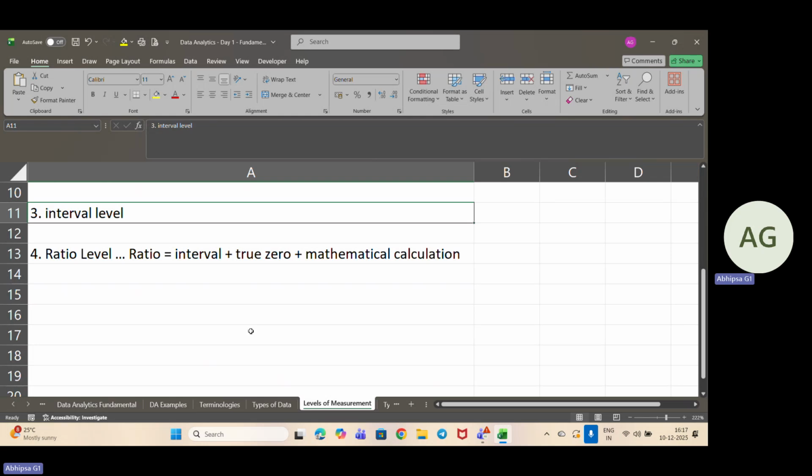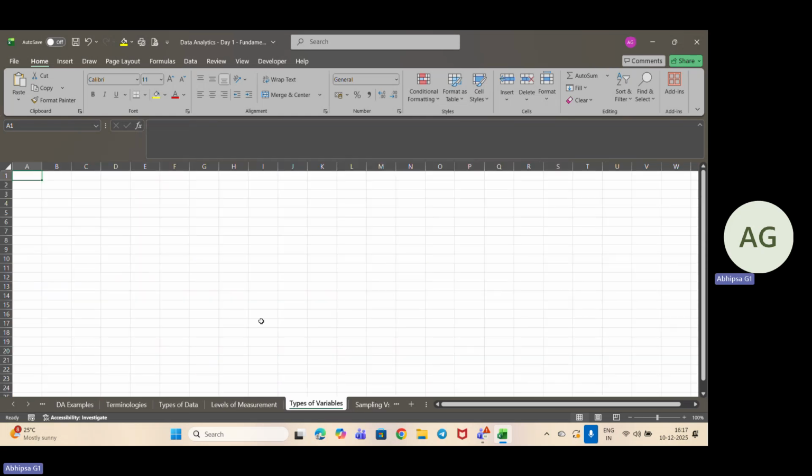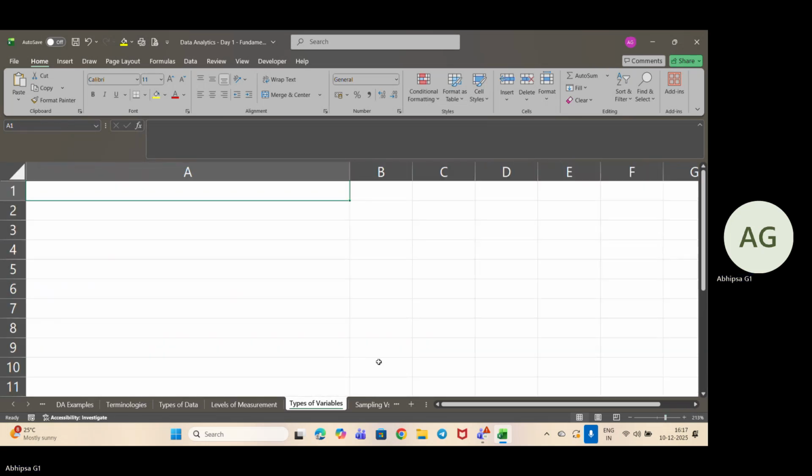So this is all about the levels of measurement. Next, coming to the types of variables. First we need to discuss what variables are.